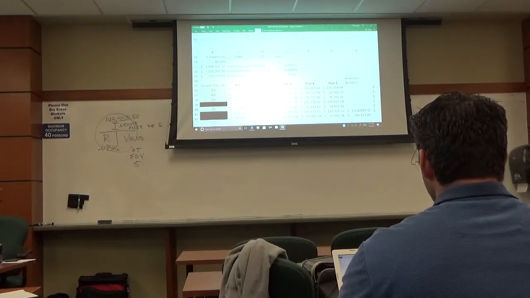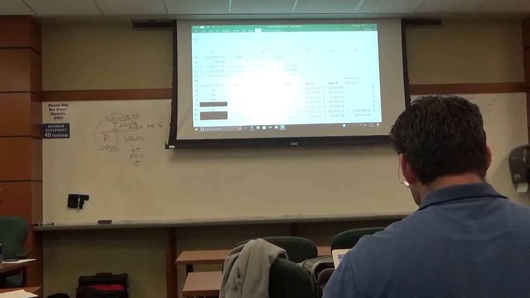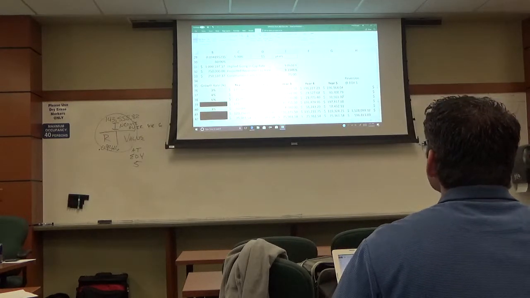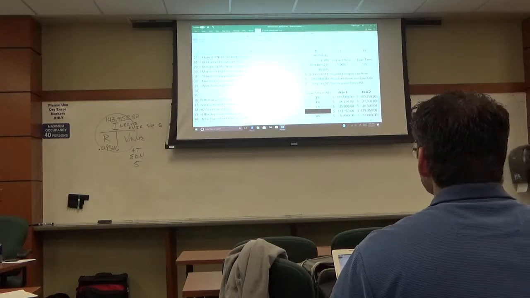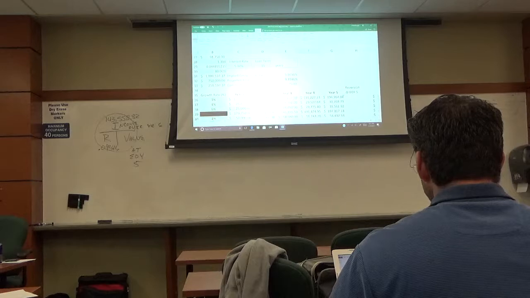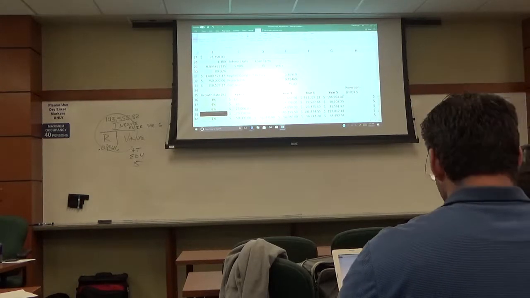Okay, in this case, the implied cap rate is B27 divided by B31. So B27, let's take a look at that, is basically the net operating income, divided by B31, which is the overall project cost. So that's the implied going-in cap rate.